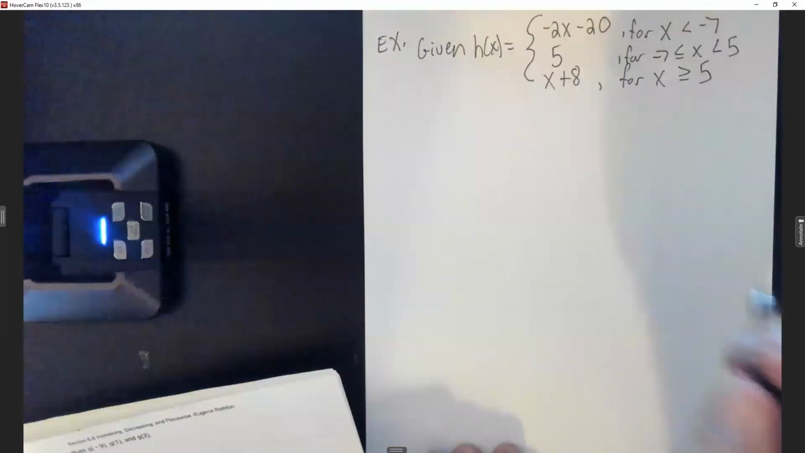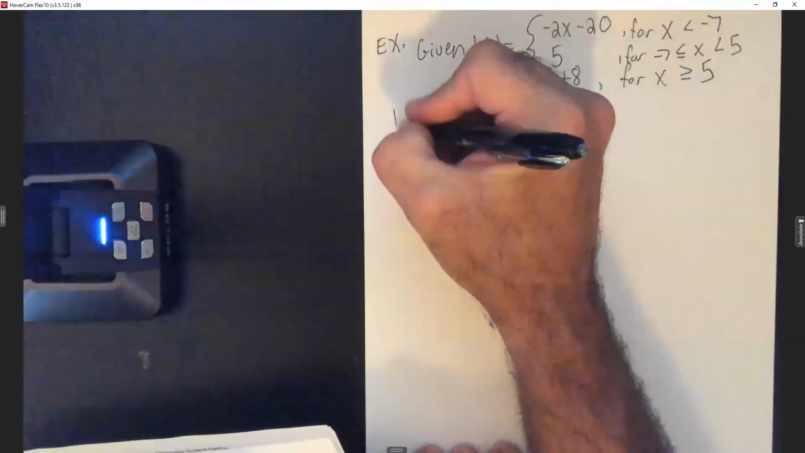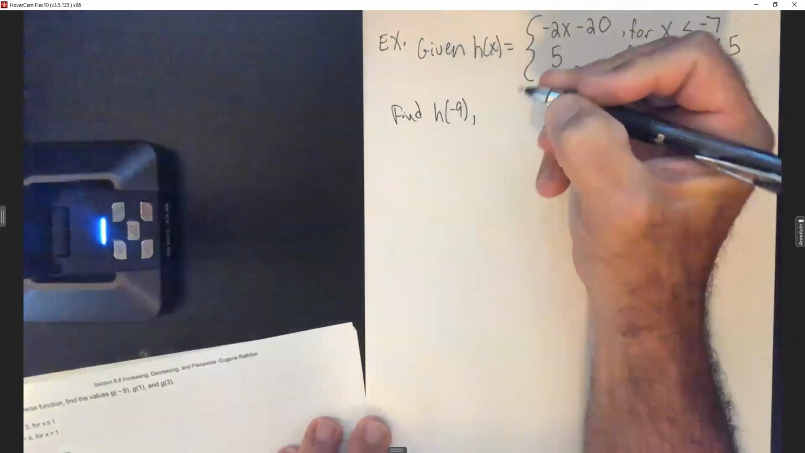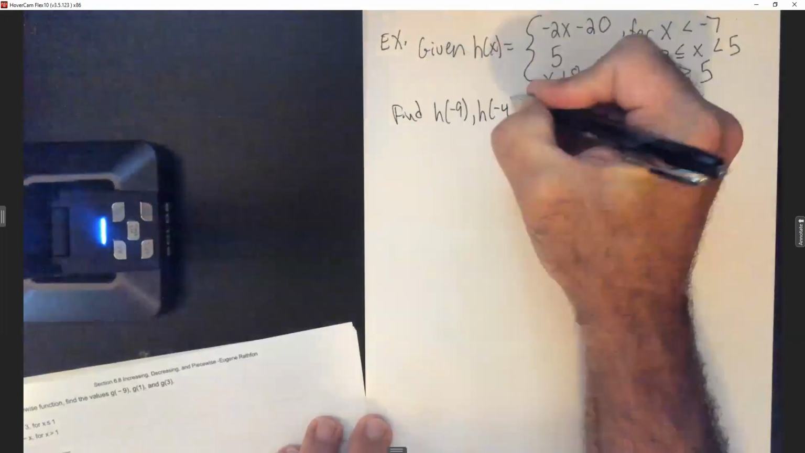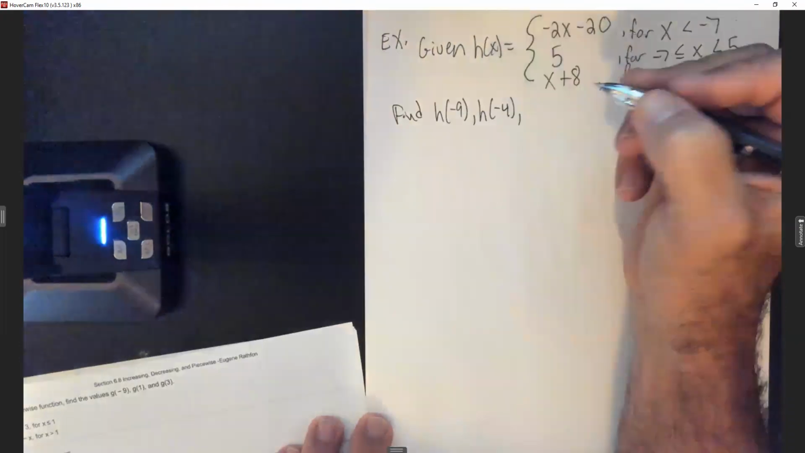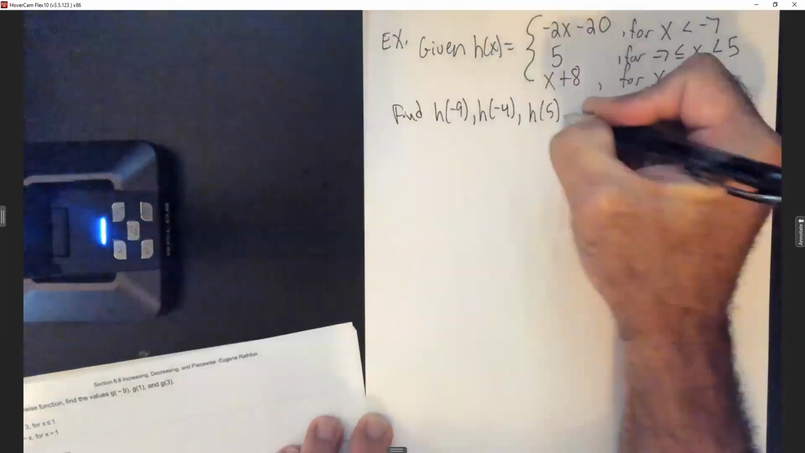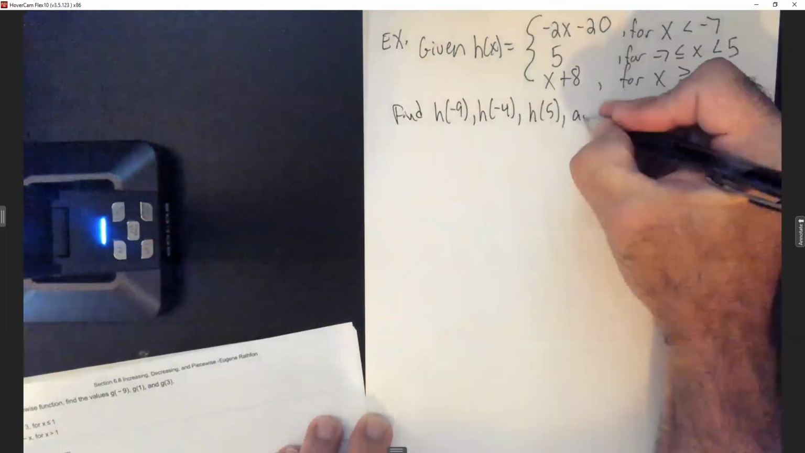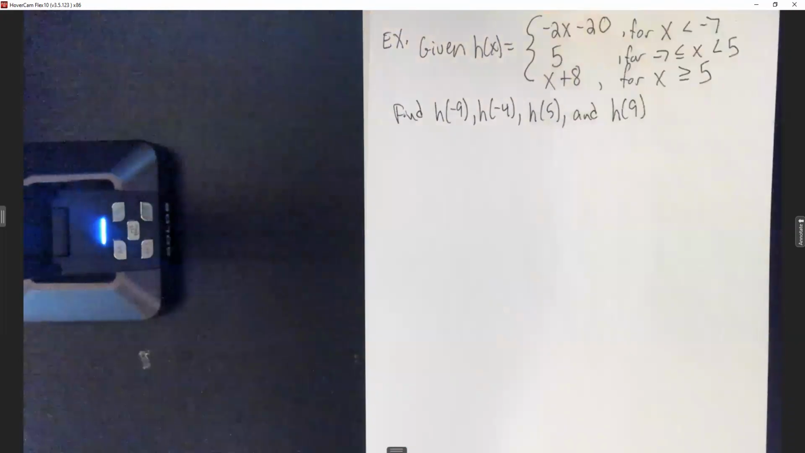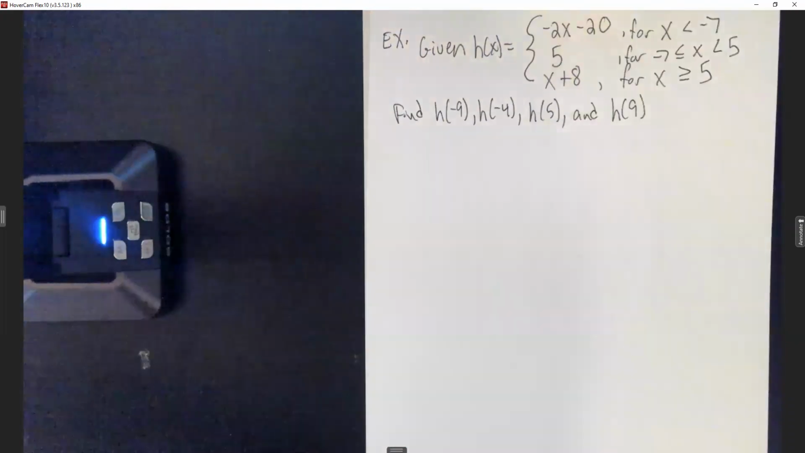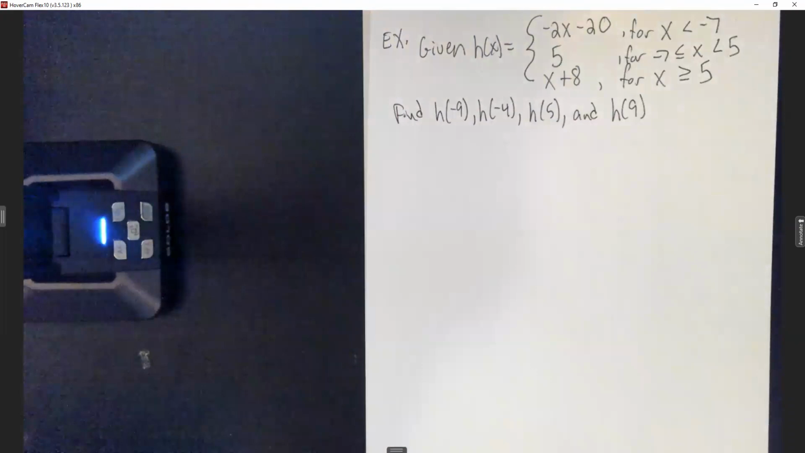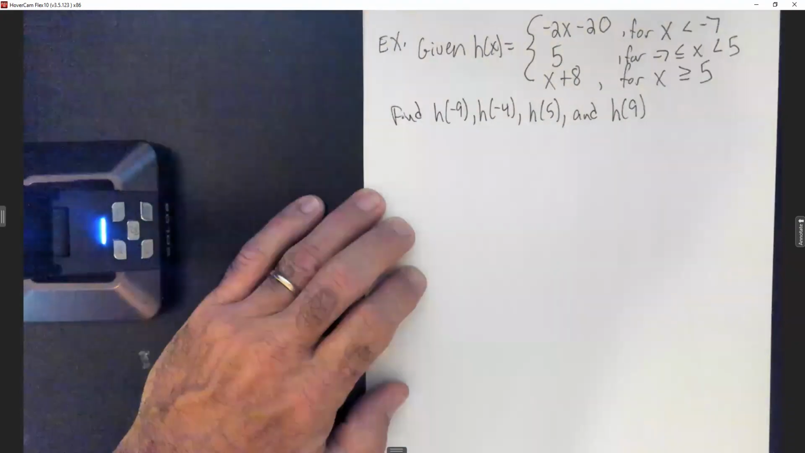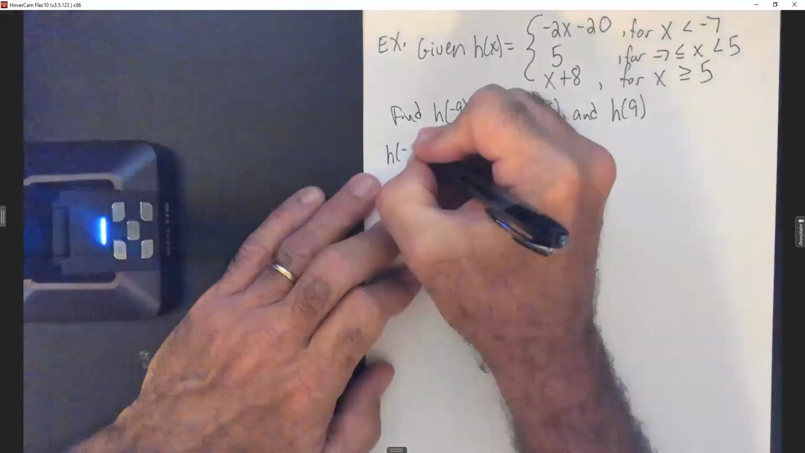Now, what I'm going to find is h of negative 9, h of negative 4, h of 5, and h of 9. So this one, they're coming out with 4 things for me to find. So first of all, I'm going to start with h of negative 9.